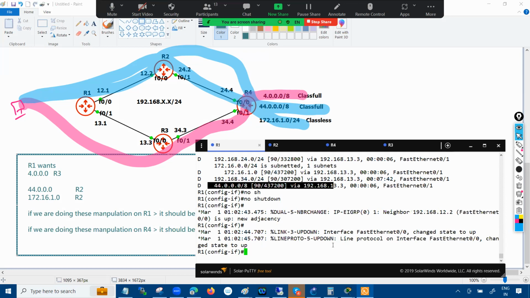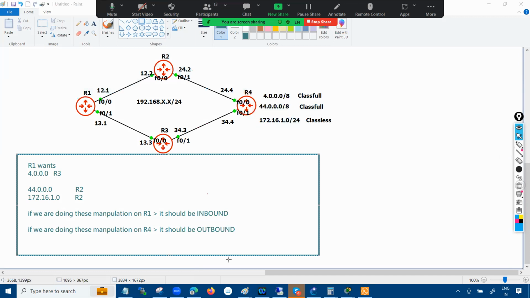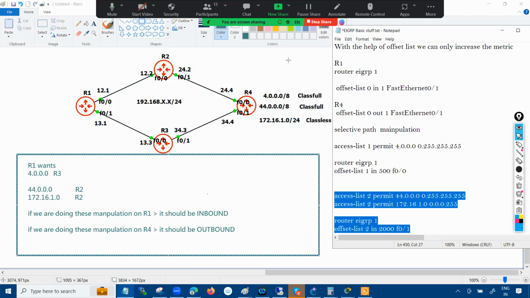All good, right? Anyone has a question? In path manipulation, is it clear to everyone? Yes, sir. Yeah, I have a question.